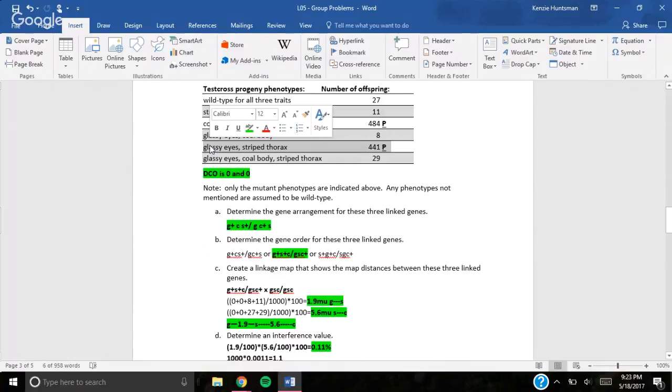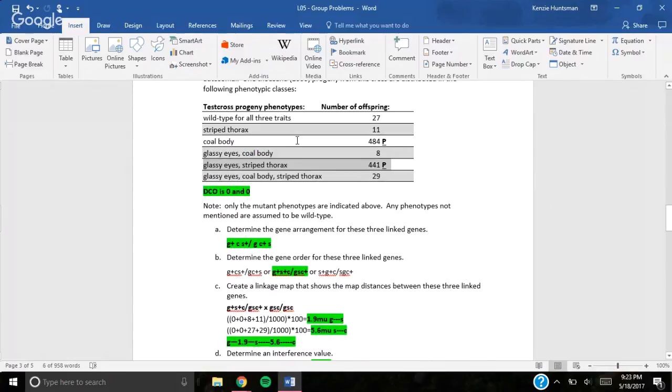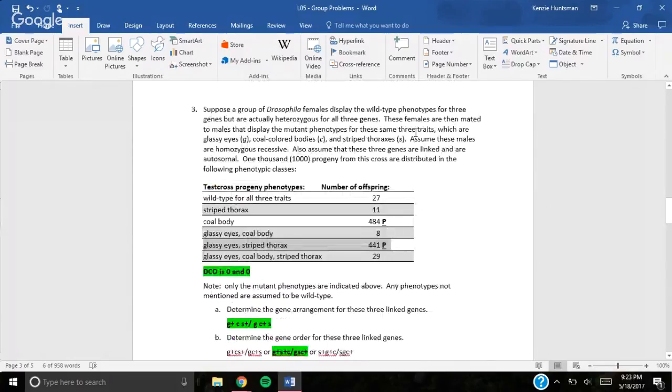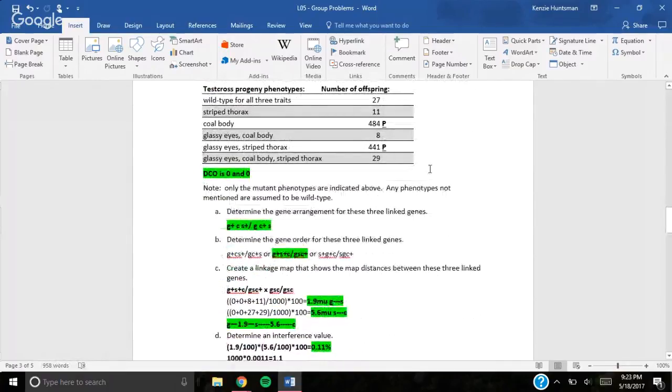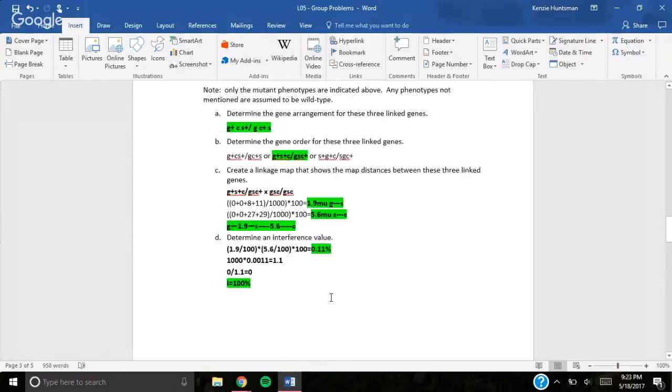Now for the gene order, we determined that the S was in the middle because the striped thorax gene is different. We compared all the patterns of them, and that's why we decided to put the S in the middle. Because we didn't have the double crossover to do the crossover trick that we like to do, we came up with 1.9 and 5.6 MU for the distance.